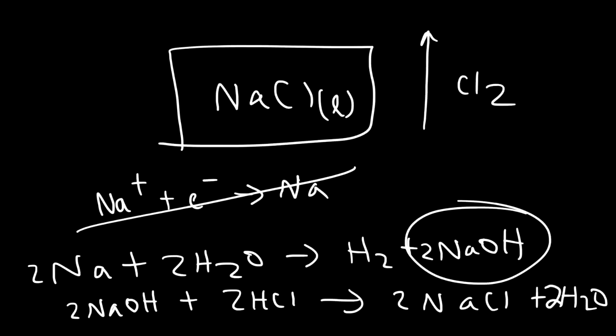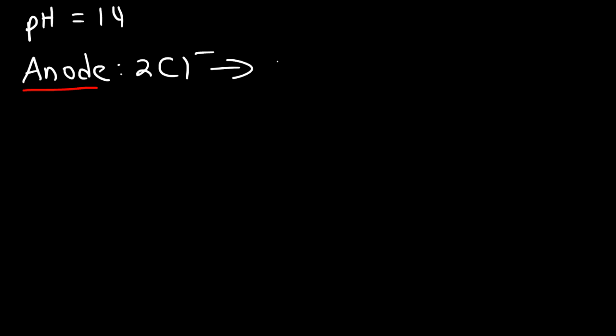Now what if the solution wasn't acidic? What if we had a basic solution? How will everything change? So what reactions can occur at the anode? It's still possible that chloride can be oxidized into chlorine gas, and so that still can have a cell potential of negative 1.36 volts.